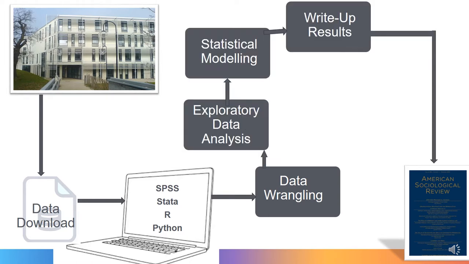Next stage will probably be something like exploratory data analysis, followed by something more formal and statistical, such as statistical modeling. Then these results will be written up and submitted, for example, to an academic journal. Then after peer review, hopefully they'll be published in the journal. For many of you, the process will look the same, but the output might be something like an MSc dissertation or your PhD thesis.